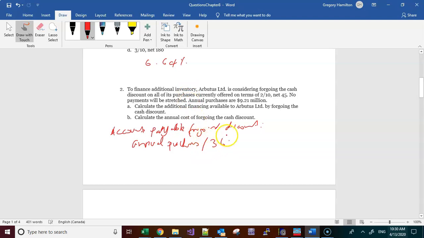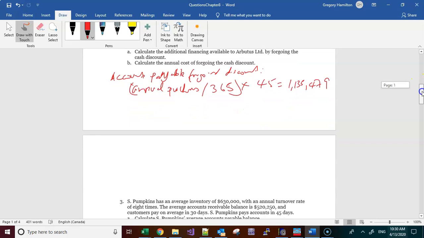So divide by 365, and then we multiply this by 45 since it's 45 days. If you multiply that by 45, we would have 1,135,479. So let's go on. So that's the amount if we were to hold this cash for the entire 45 days.